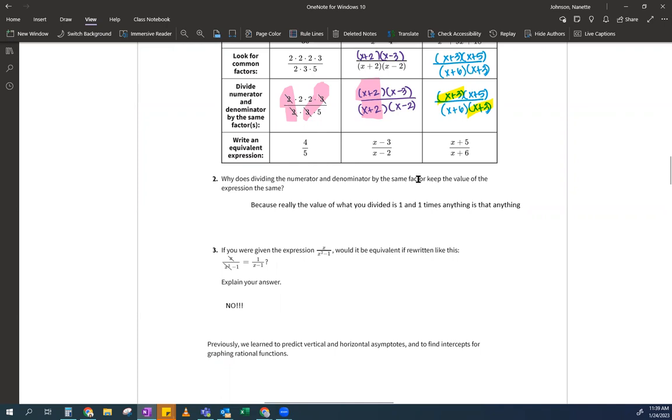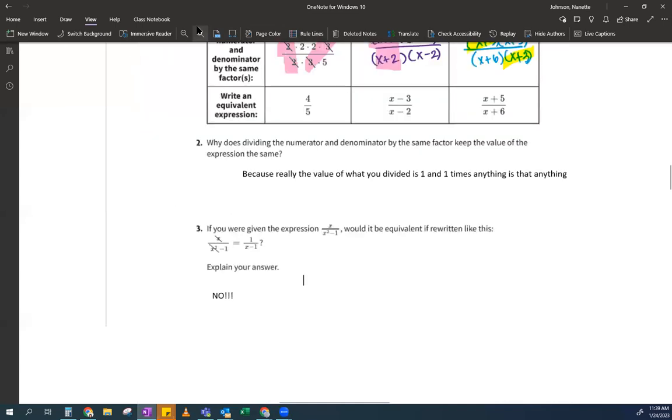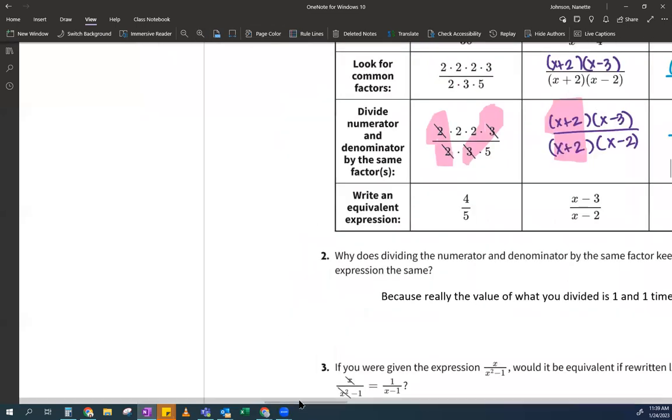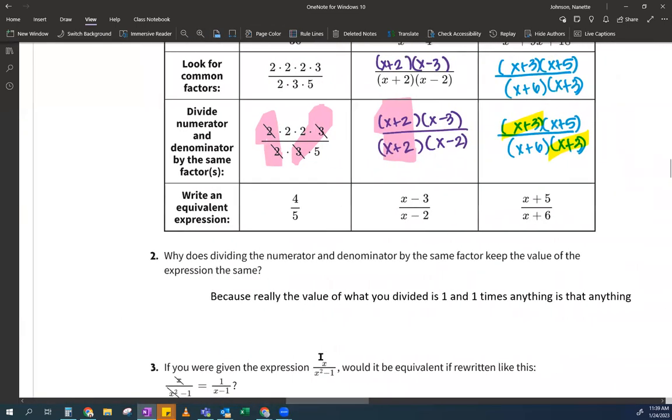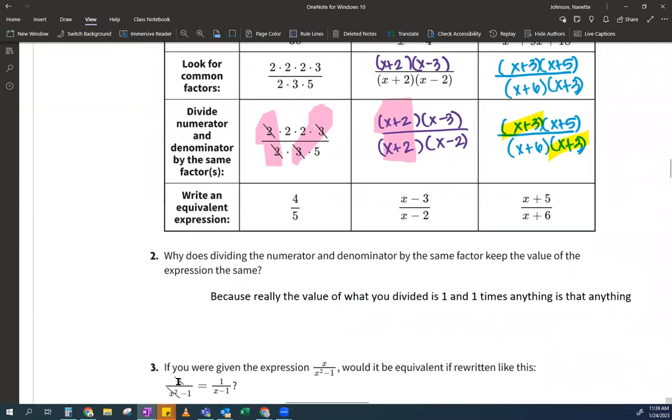I need your amazing, observing, young, beautiful eyes to observe what's the difference between this and this. Maybe make it bigger, Ms. Johnson, so they could see. Sure. What's the difference? Why can't I do it here? Why can I do it here? Why should I do it here?